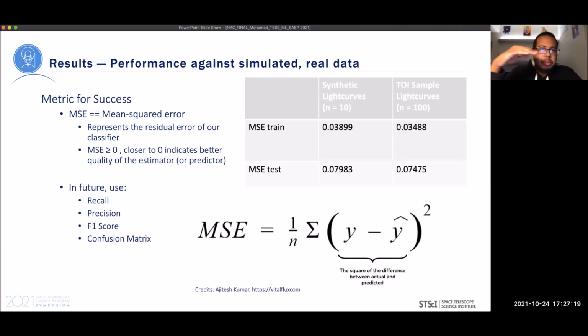And just to reiterate, our mean squared error represents the residual error of our classifier. In the future and this semester, we're exploring other ways to more rigorously quantify how well our machine learning algorithm worked on classifying light curves, using other statistics such as recall, precision, and a confusion matrix, just so we can more accurately examine where our machine learning model succeeds and where it fails. But just to reiterate, we had an accuracy of about 92% on our test data and 96% on our training data.